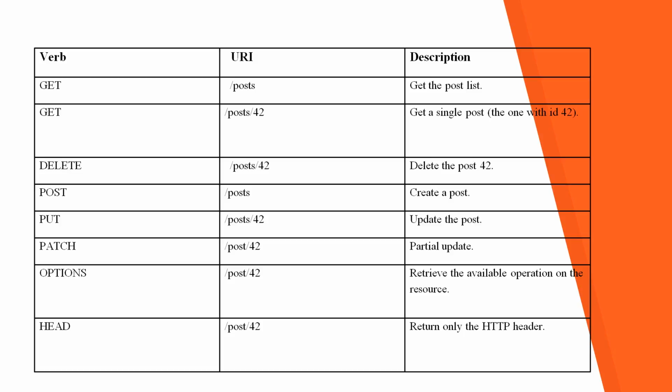And delete means that if you want to delete some records from the database table, you will write delete post/42. I'm not telling you the domain name again and again. Post is used whenever you are sending data to the database server. Put means whenever you want to make some update to the database table. Patch is a partial update. Options retrieves the available operations on the resource, and head returns only the HTTP headers. So there are some predefined verbs, and we can use them.